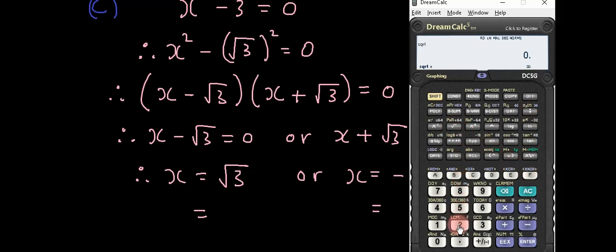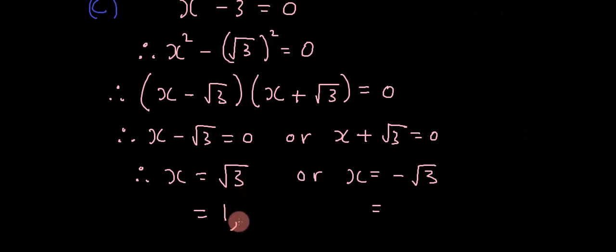Once again, we can work this out on a calculator to get the answer to 2 decimal places. So then the square root of 3 is 1.73, correct to 2 decimal places.